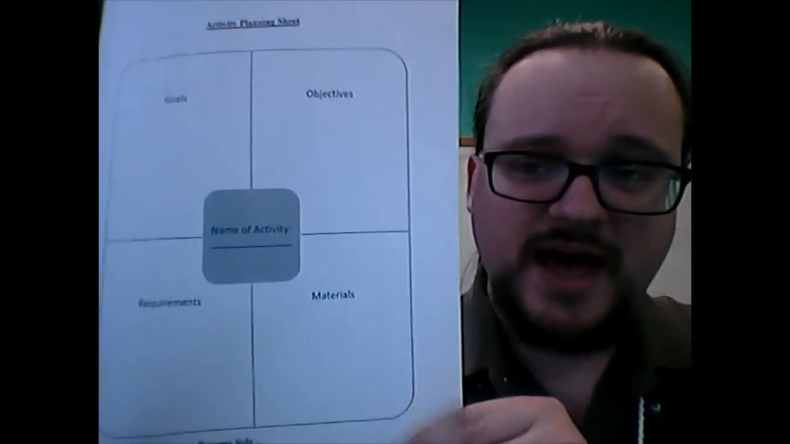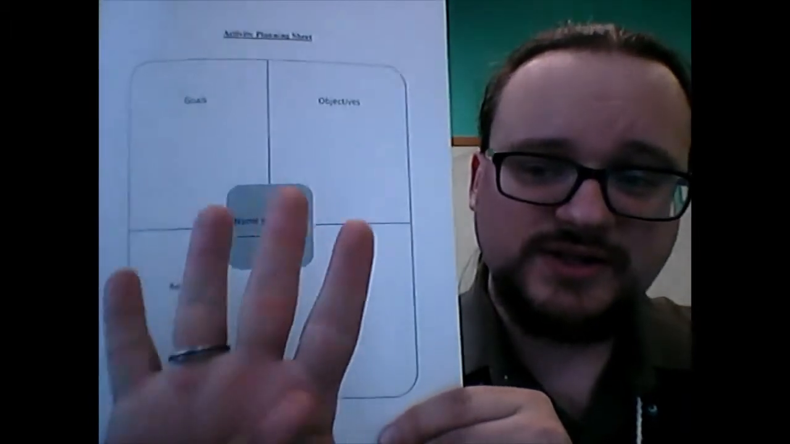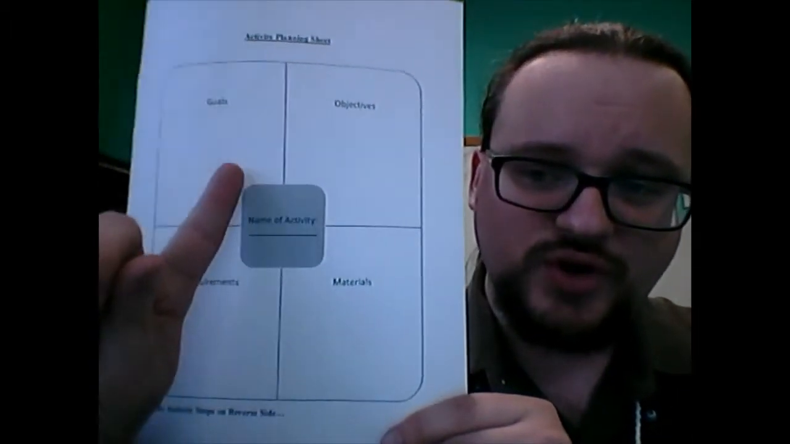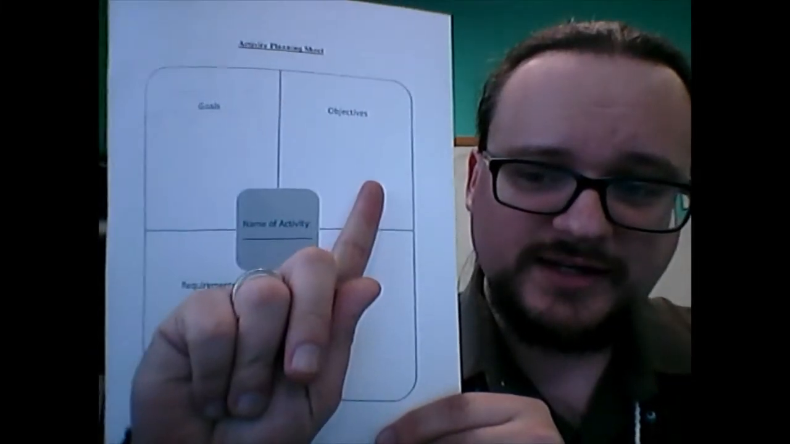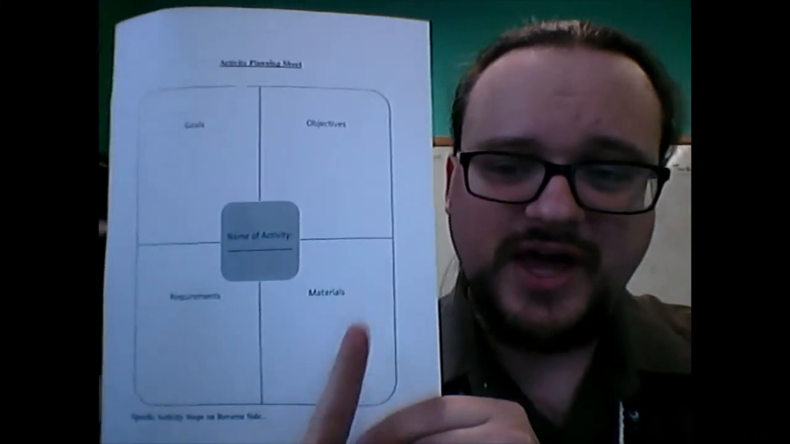So you'll see that the activities plan that I've created here, the sheet that I've created, has like 4 main components. The first one over here is your goals. Your second is your objectives. The third are your requirements, and your fourth are your materials/procedure.